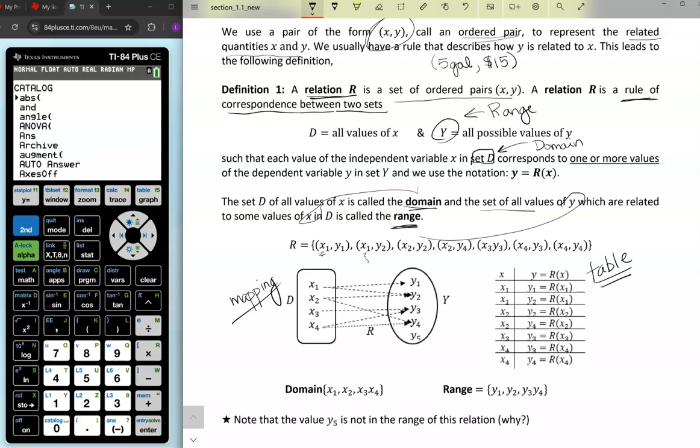And that is shown by the arrows in this mapping of x1. It maps to y1. It corresponds to y1, and x1 corresponding to y2. So there's two arrows coming from x1 to the two values it corresponds to in the range.